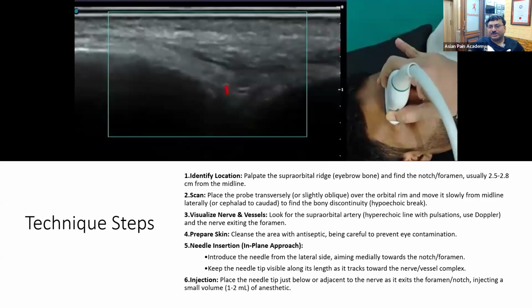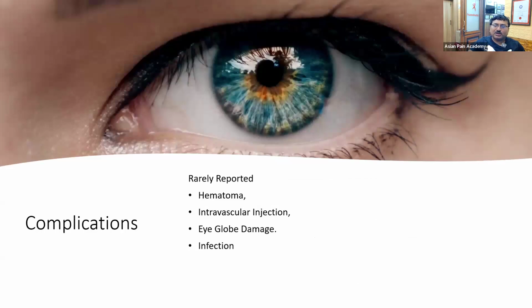local anesthetic steroid solution. And if you are doing it for a laceration repair or some surgical procedure, you can just give ropivacaine or bupivacaine, and the volume is very less, usually 1 to 2 cc is good enough. Okay, and usually that much volume is good enough for anesthesia at this point. Okay, so that is the supraorbital nerve block.